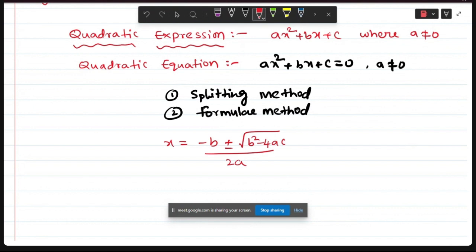So what is a here? a is the coefficient of x square. b is the coefficient of x. c is the constant. Here b square minus 4ac is there, and that is called the discriminant.